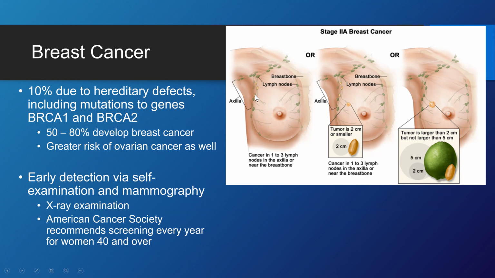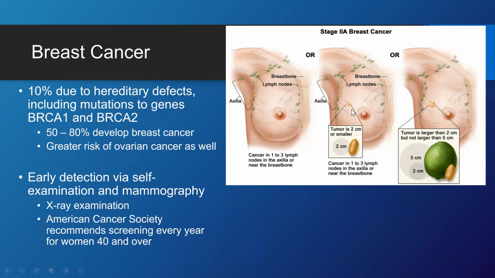So they show this cancer with these little yellow tumors here. And then this shows us stage 2 cancer: tumor is 2 centimeters or smaller, and tumor is larger than 2 centimeters, but not larger than 5 centimeters. Right, so of course there are different procedures for how to diagnose the stages of breast cancer.